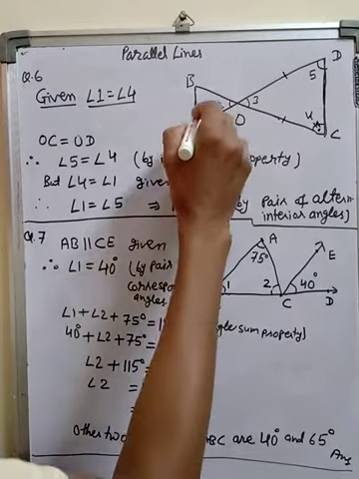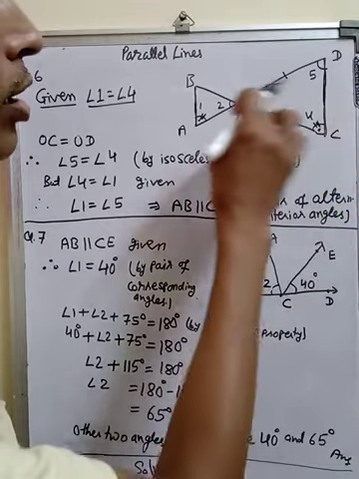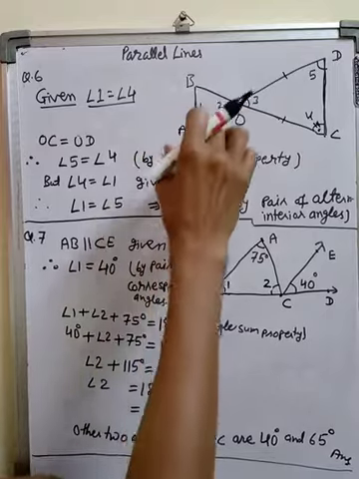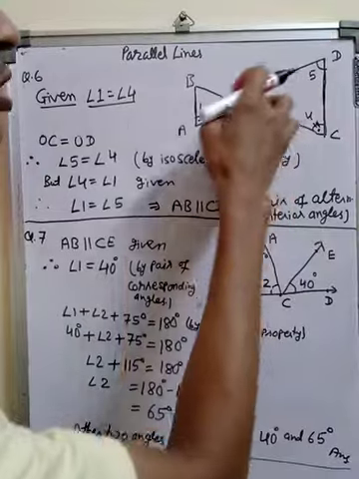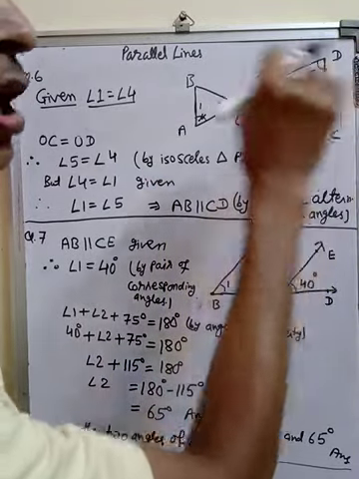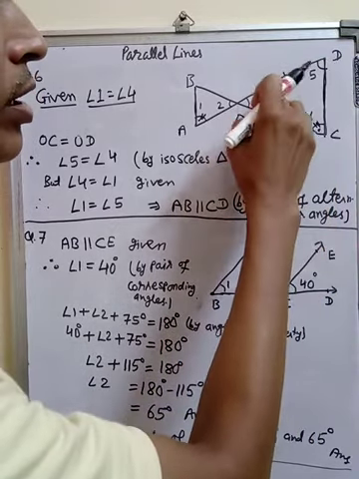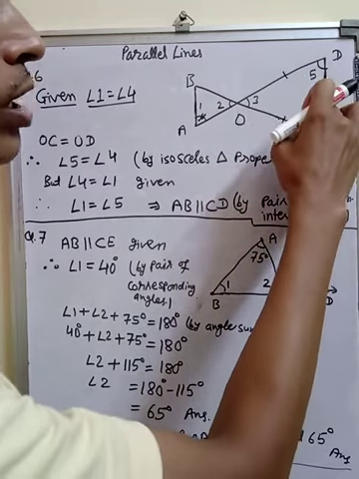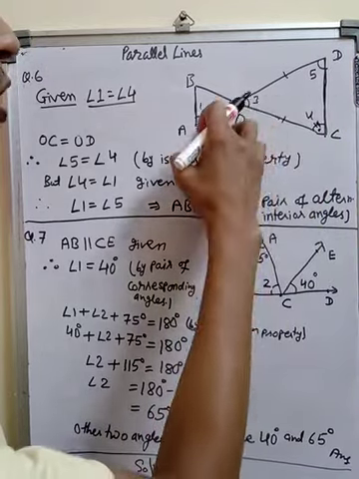I have labeled the angles so that the names of the angles are easy. You can also label the angles in this way. So you see OC is equal to OD, given. So angle 4 and angle 5 will be equal, by the isosceles triangle property: in a triangle, if two sides are equal, then their opposite angles will be equal. So angle 4 is equal to angle 5, but angle 1 is equal to angle 4, given.